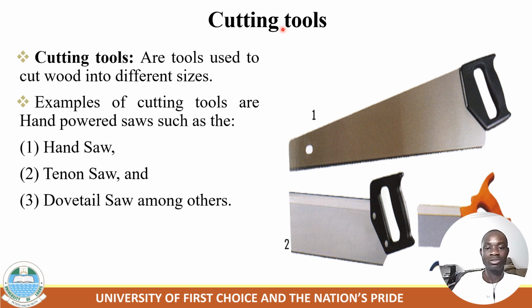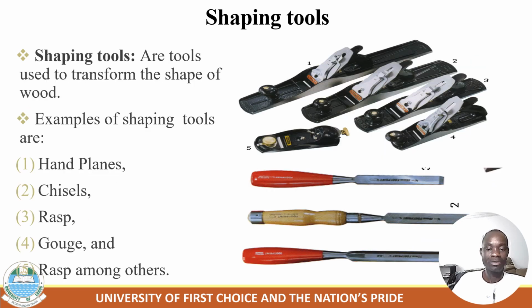The next one is cutting tools. This is a saw, different types of saw. The cutting tools are used to cut wood into different sizes. We have the hand saw, the tenon saw, and the dovetail saw. They all have their peculiar operations they are used for, but they are commonly used to cut wood into pieces. That is why they are referred to as cutting tools.